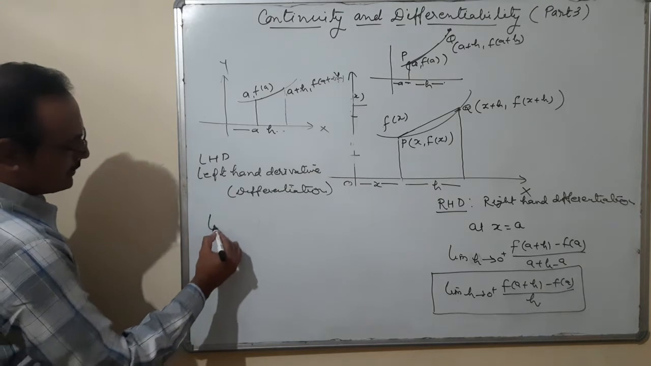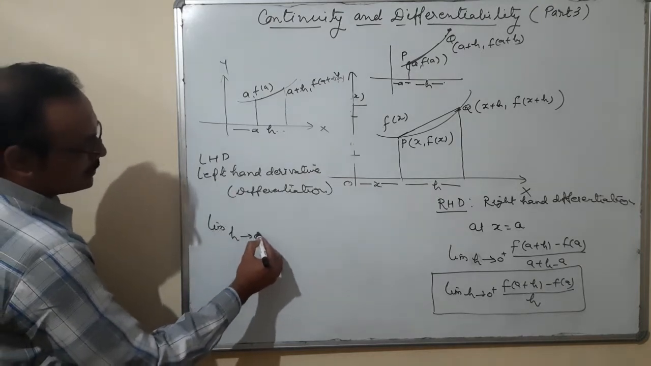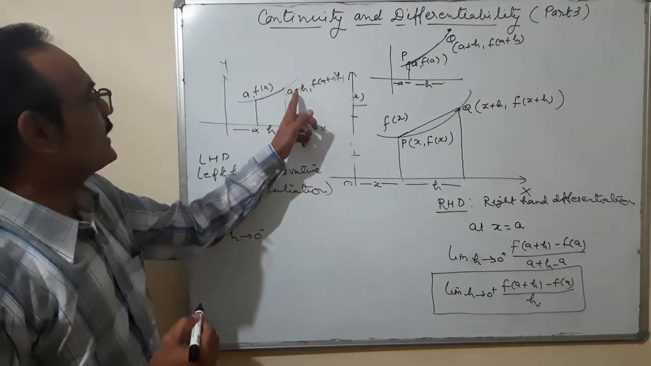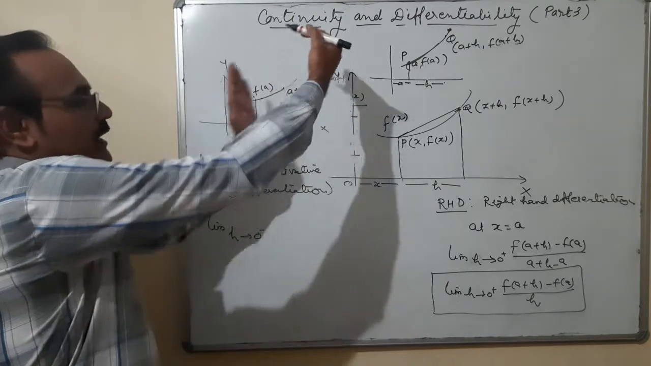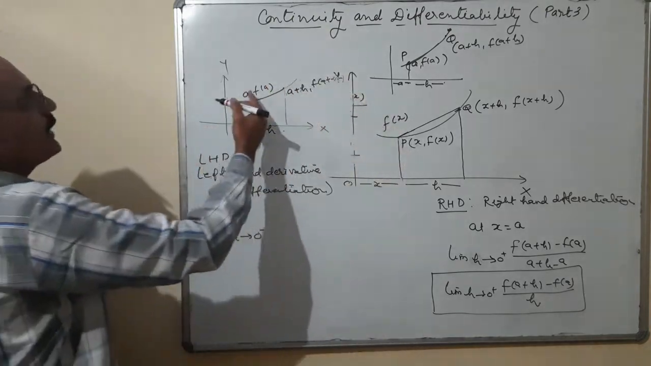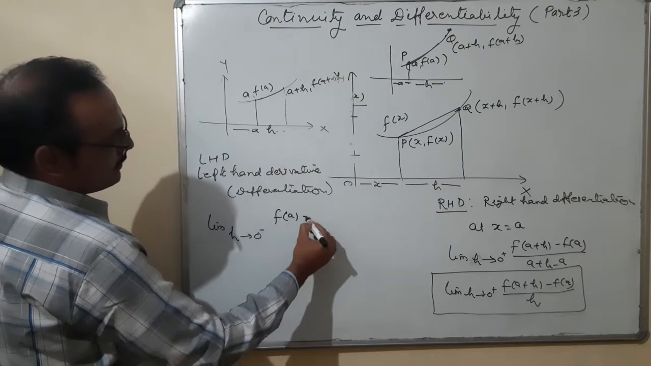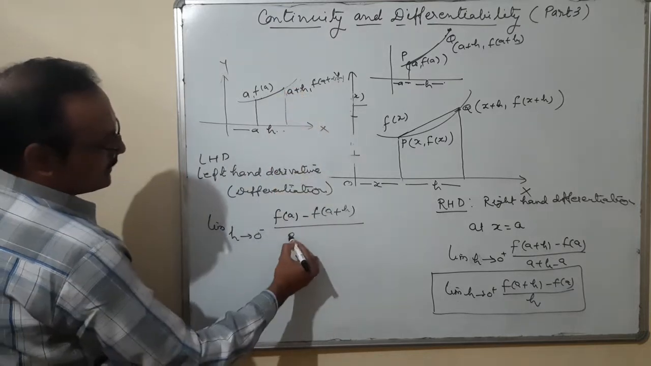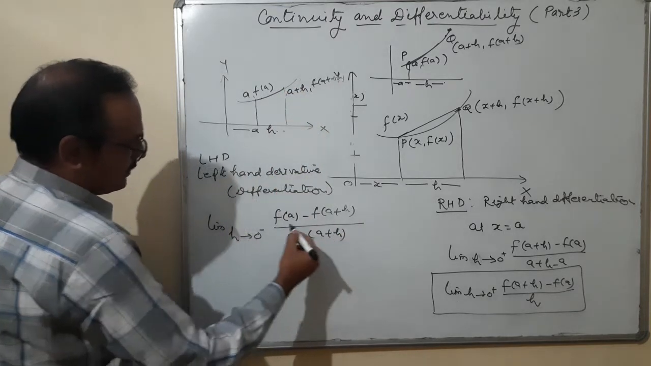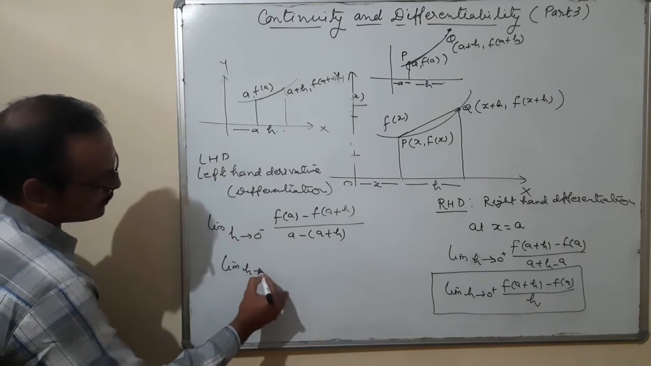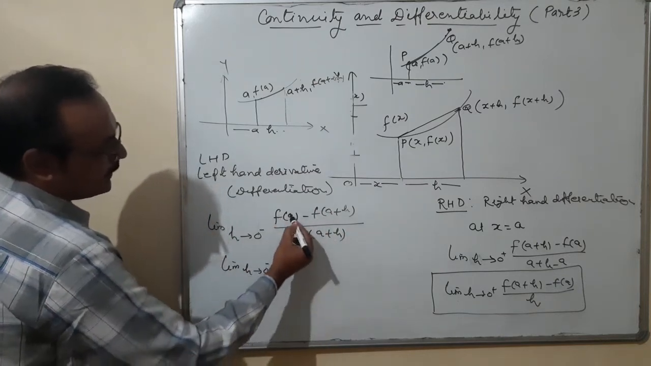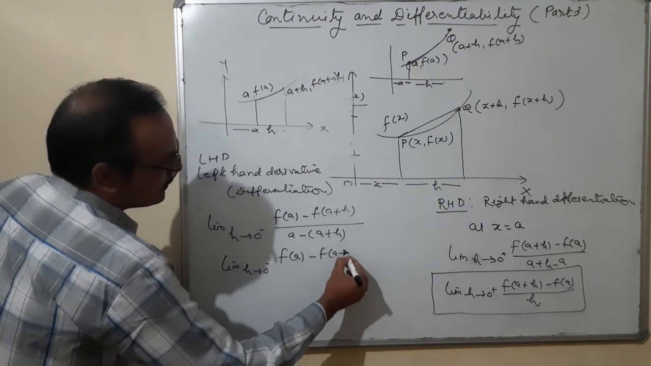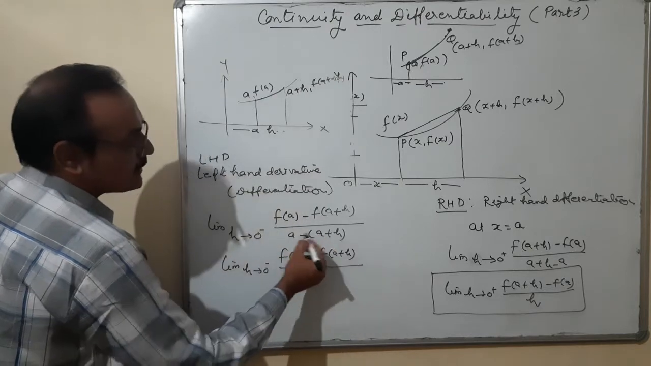LHD. Limit h tends to 0 minus, and here I am writing y2 minus y1, x2 minus x1. This is treated as x1 y1. It is x2 y2. That means from right to left. Then what happened? f of A minus f of A plus h upon A minus A plus h. Now let us see what happened. Limit h tends to 0 minus. If I take minus sign common here, I am writing here f of A minus f of A plus h, and this is A minus A, it is minus h.